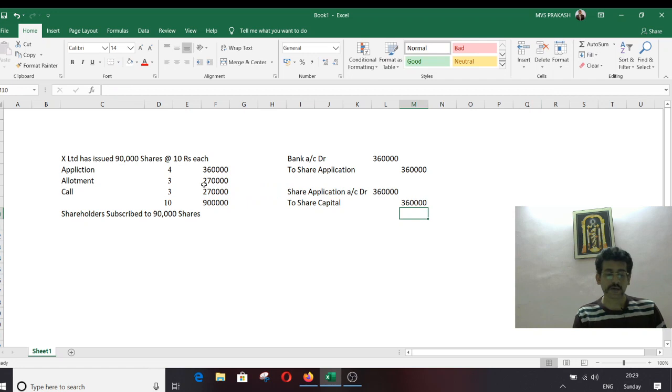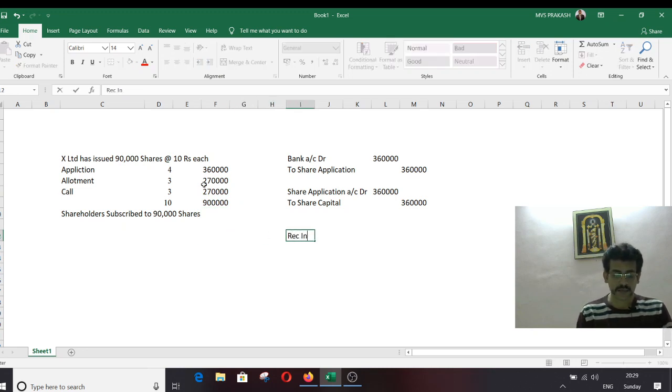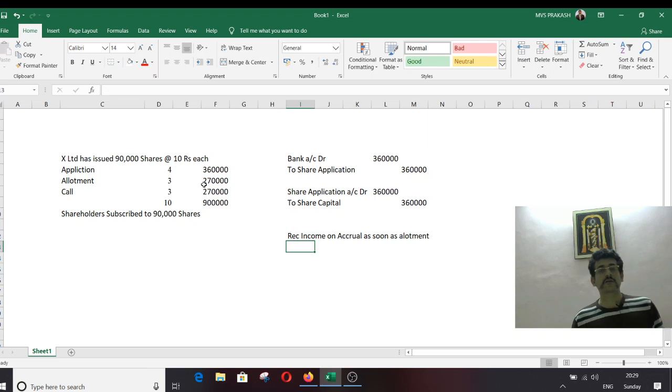Then comes your allotment. Then what will the company do? The company will do verification. If everything is in order, the company is going to allot. As soon as allotment is happening, I have to recognize income on accrual basis. I need to recognize the income on accrual basis as soon as allotment happens. Why? Because generally we tell the shareholders that shares have been allotted and they are supposed to pay the money within a specified period. But I won't wait for the specified period. I have to recognize the income immediately as soon as the shares are allotted.